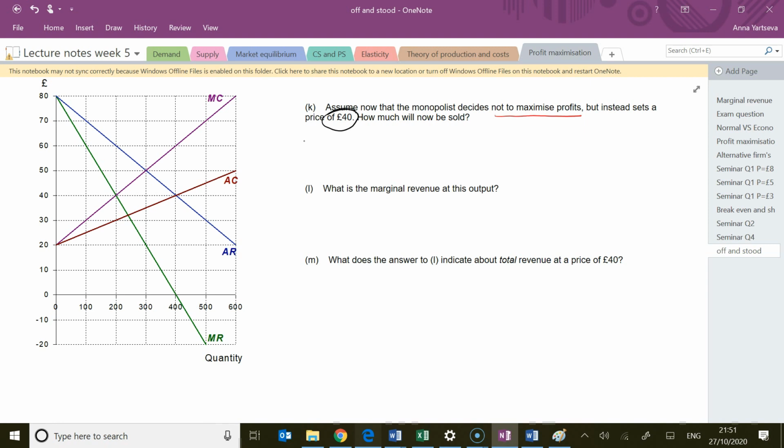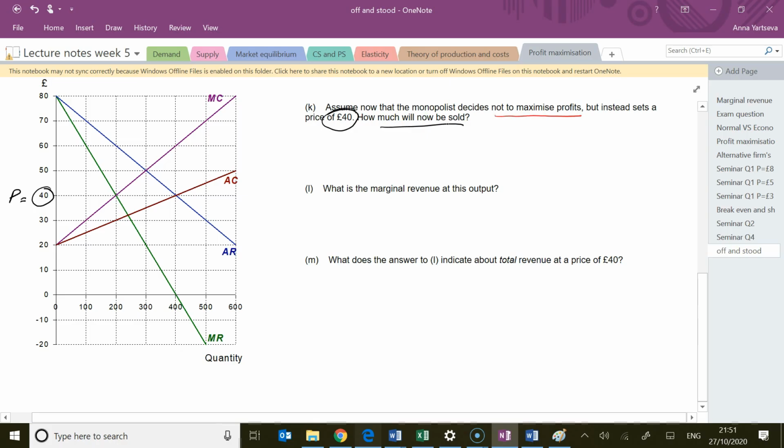So 40 pounds is what you will have to charge, because you are limited by your competition. For example, this is a situation, right? So you have to set the price equal to 40. This will be your original price, this is what you've decided to charge. How much will now be sold?